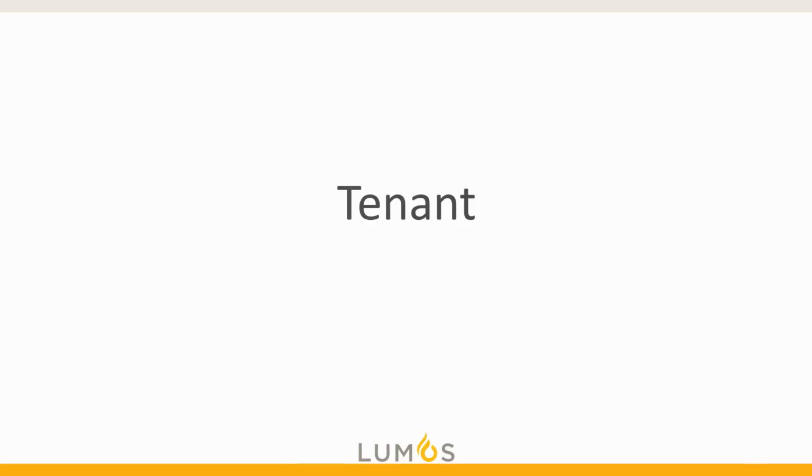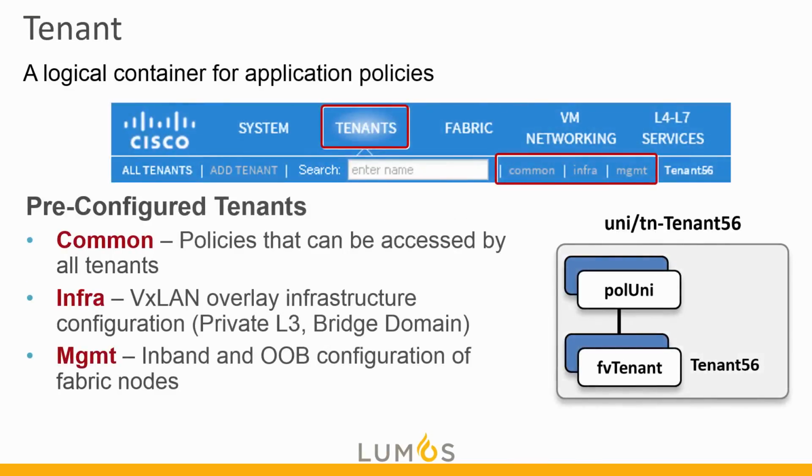So let's now talk about a tenant. We've already mentioned that a tenant is a logical container for application policies. And there are 3 pre-configured tenants. I'll start in the middle with the infrastructure. Okay? This creates a VRF in all leaf and spine switches named overlay-1. And this is the VXLAN overlay infrastructure that manages all of the communication between APIC and the nodes, the leaf and spine switches. So all communication is over this particular infrastructure overlay VRF.